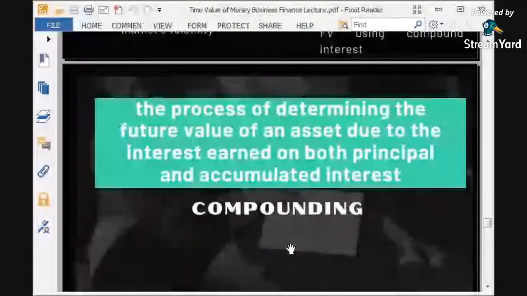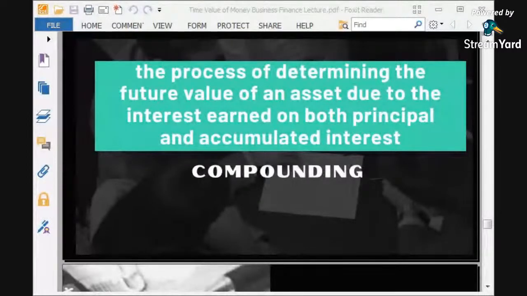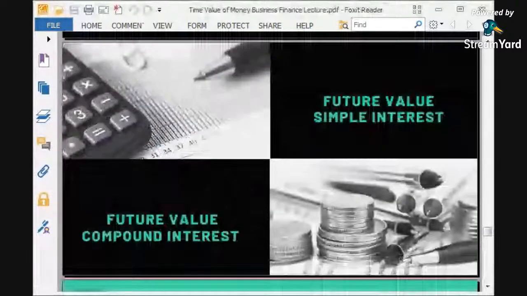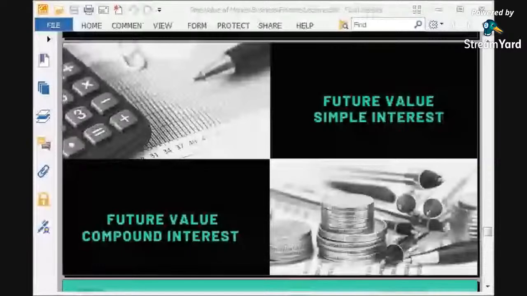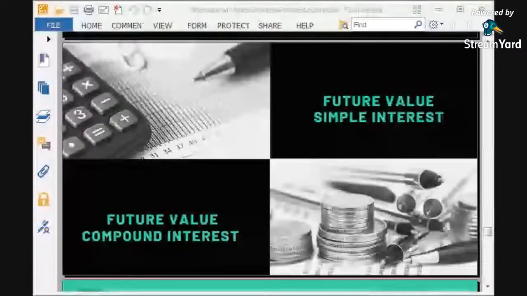The process naman of computing for the future value is tinatawag natin na compounding. Okay? This is the process of determining the future value of an asset due to the interest earned on both principal and accumulated interest. And because there are two ways of calculating the future value, it is using yung tinatawag natin na simple interest and compound interest. Okay? And we will have a separate discussion now for the simple and compound interest.